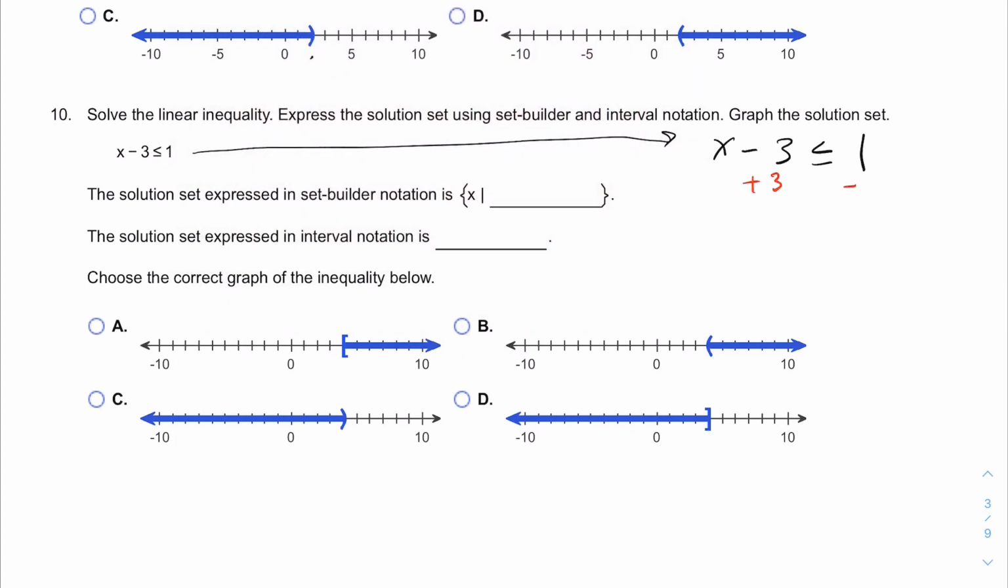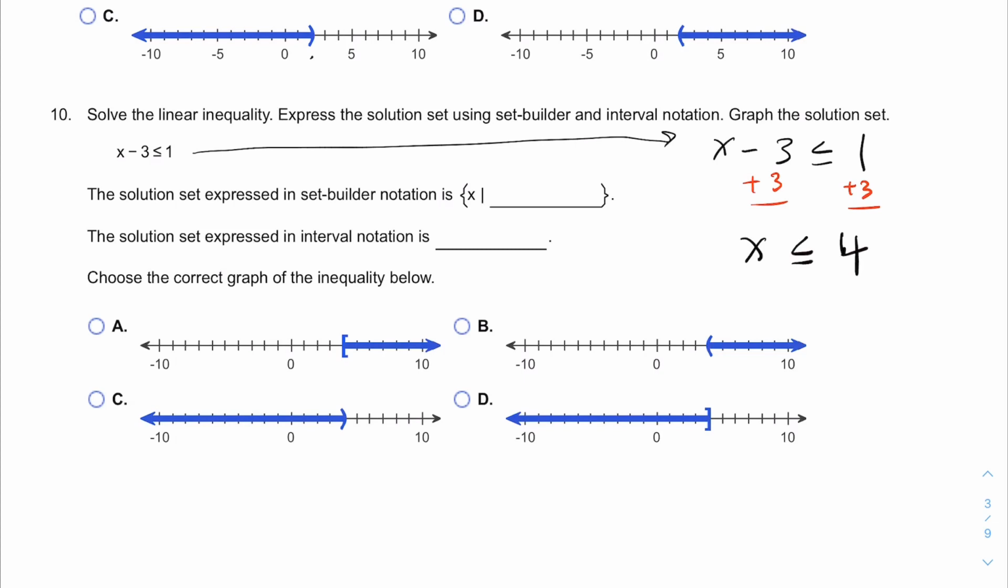Well, to solve this, I'm going to need to do the opposite of subtracting 3. I'm going to need to add 3 to both sides. Right? And when I do that, that's going to give me x. Do I reverse it? No, because I didn't multiply or divide by a negative. I'm just adding, and that doesn't cause the inequality to reverse. Now let's see, 1 plus 3 is 4.